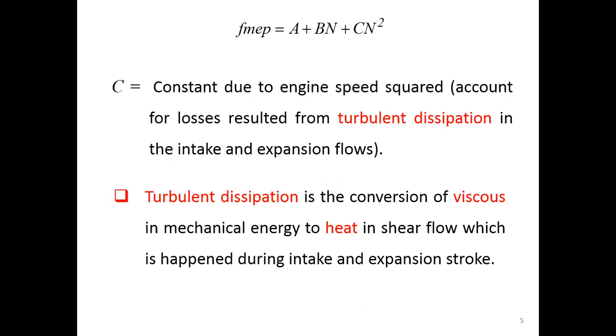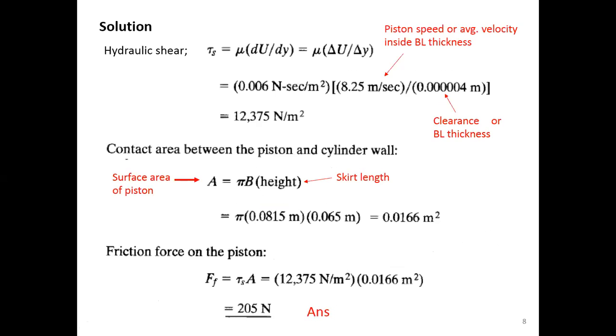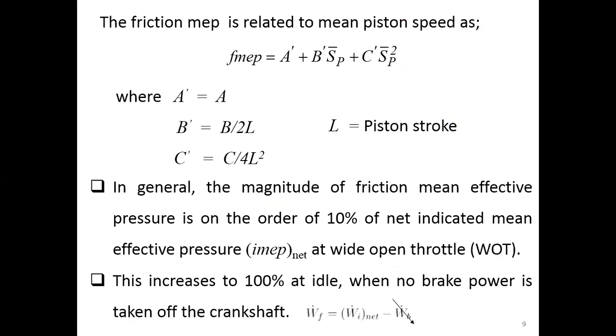So you can come back to these equations. If we have no power coming out, the work from the friction will be equal to the net indicated work. So that means 100% in here.